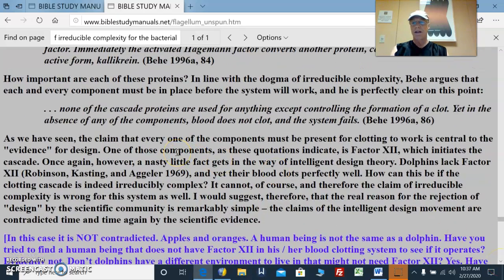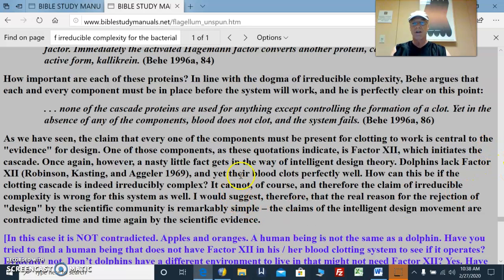Here we go. Another component. None of the cascade proteins are used for anything except controlling the formation of a clot in that particular species. Yet in the absence of any of the components, blood does not clot and the system fails. So, now he goes, do we look for another species to sidetrack this whole thing like the professor did before? Let's see what happens. As we have seen, the claim that every one of the components must be present for clotting to work is central to the evidence for design.